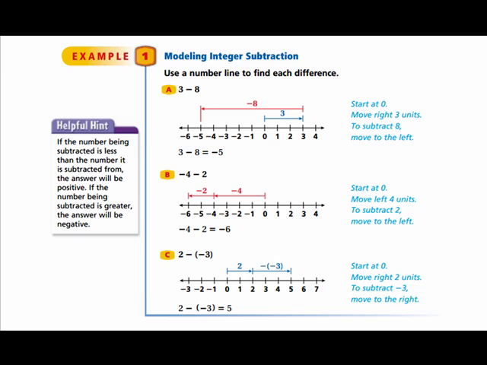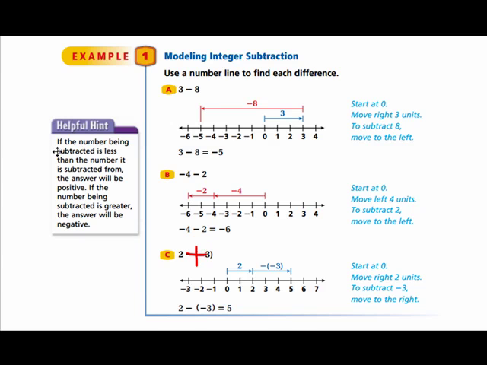One way to remember this, and I'm going to go ahead and pull out my red pen here so that we can remember this, is when we have two negatives next to each other, it actually turns out to be a positive. Well, let's go ahead and look at our helpful hint for this section.